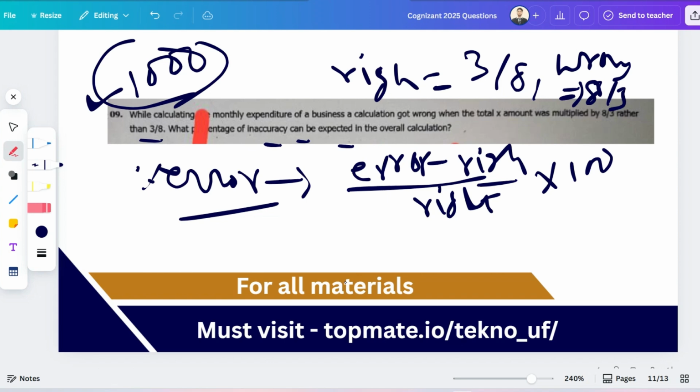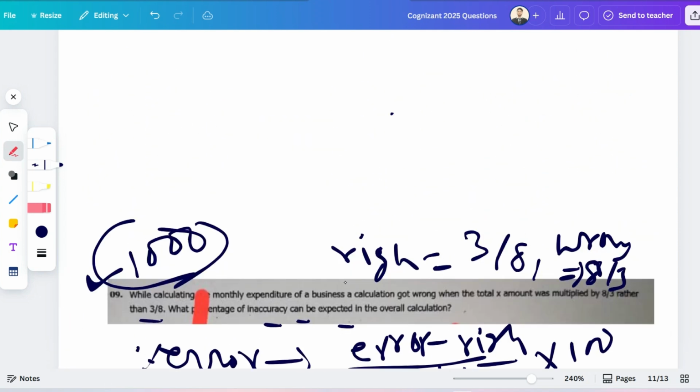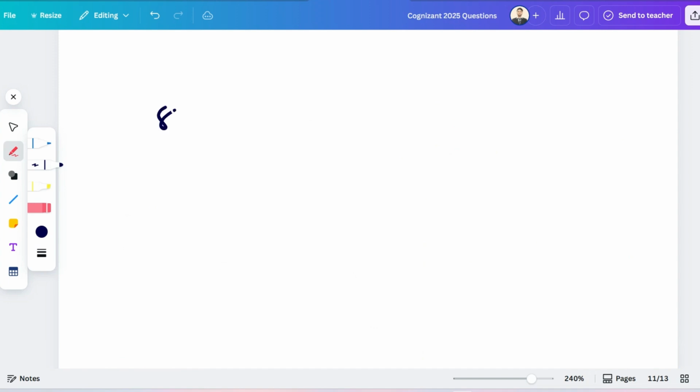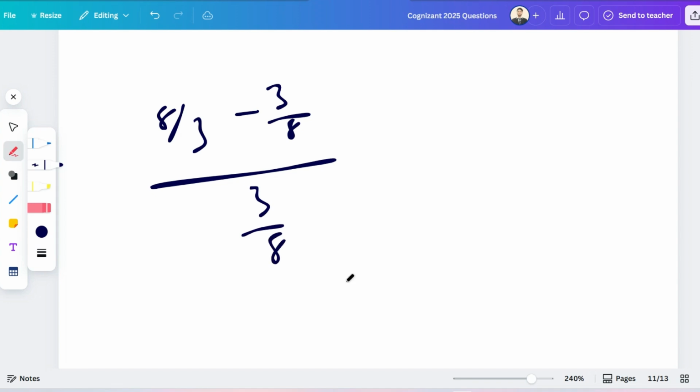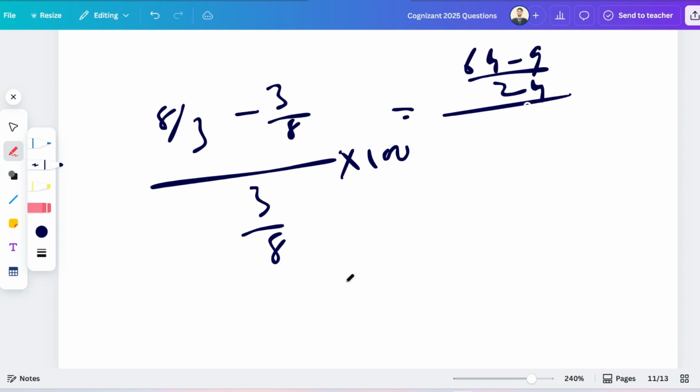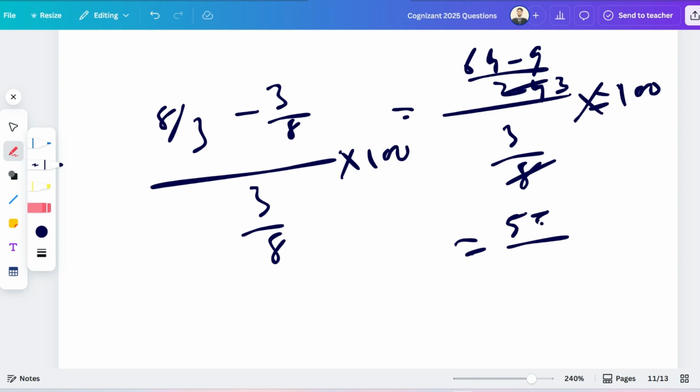So (8 by 3 minus 3 by 8) by 3 by 8 into 100, right? So that is equal to (64 minus 9) by 24 into 100. 8 3s are 24 and then 64 minus 9, so that becomes 55 by 9 into 100.